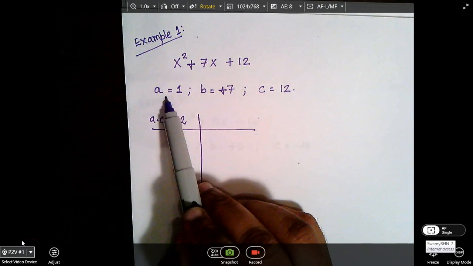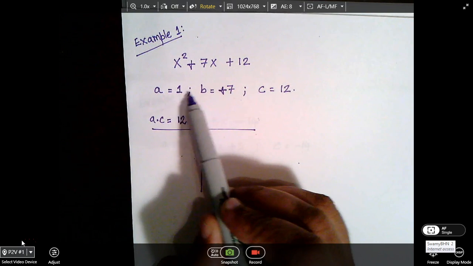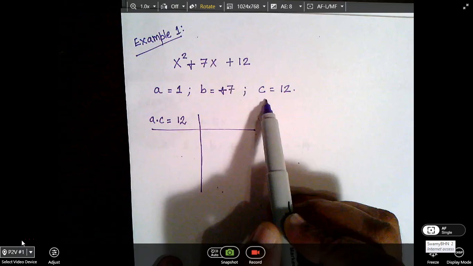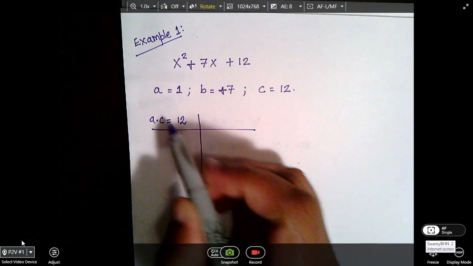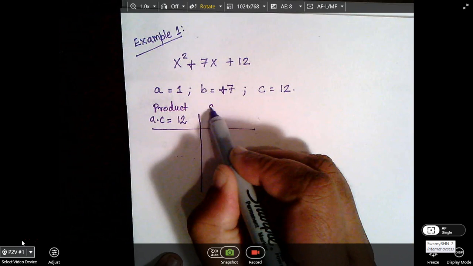I want to list my a, b, and c. Makes it easy for me. So my a is 1, b is 7, c is 12. So this is my product and this is my sum.